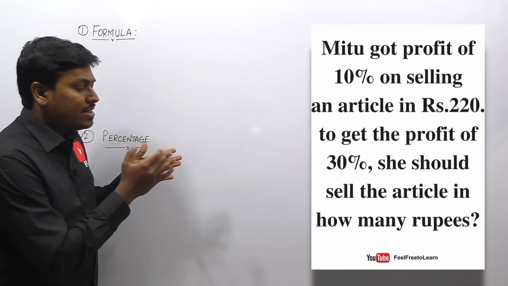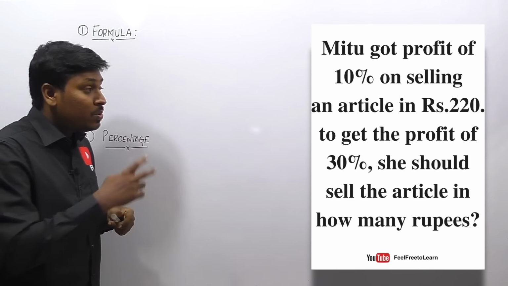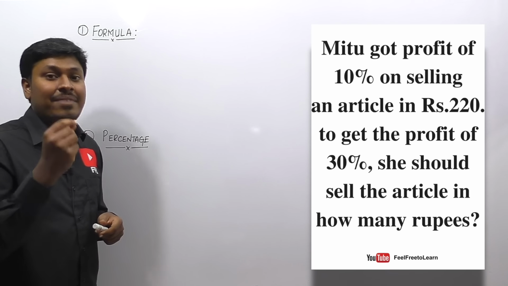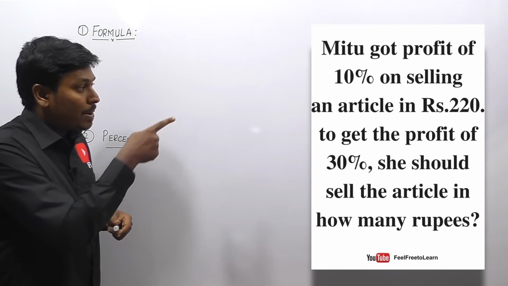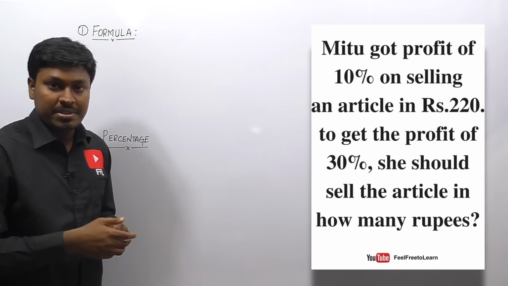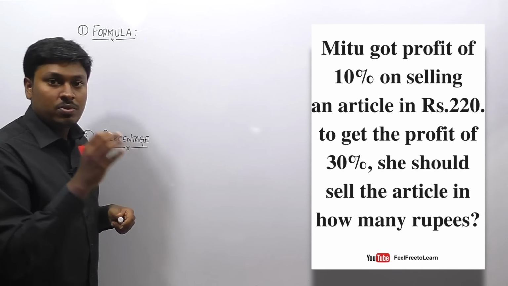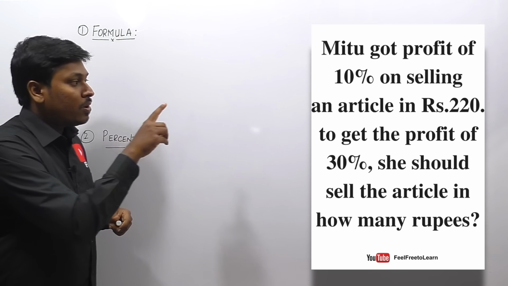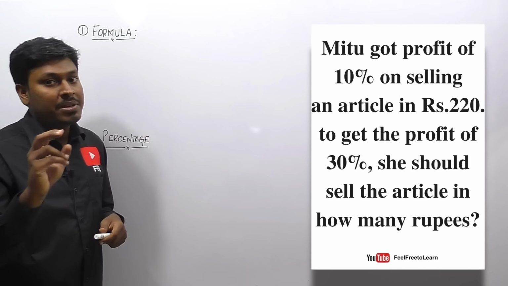So friends, interesting question. It looks like a previous question which we saw in this lesson, but you need to know how to solve each and every question, because in the previous question we were talking about a loss of 10%, but here they are talking about a profit of 10%. Listen here friends, first of all, Mitu sold an article for 220 rupees and he got a profit of 10%. Using both pieces of data, let me find the cost price of the article.